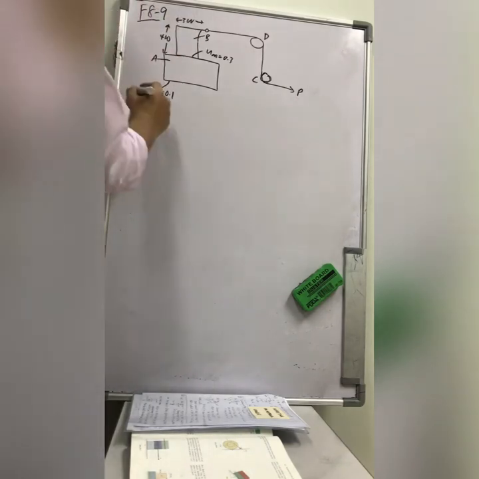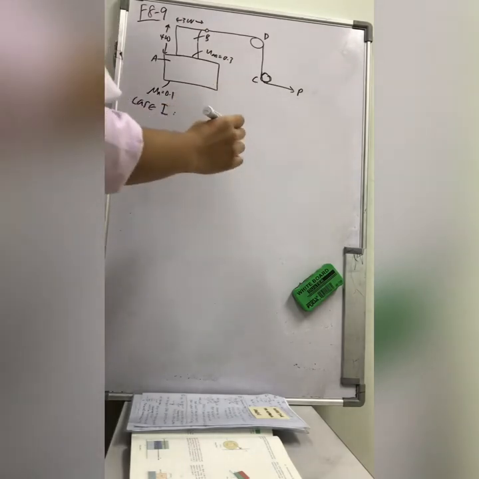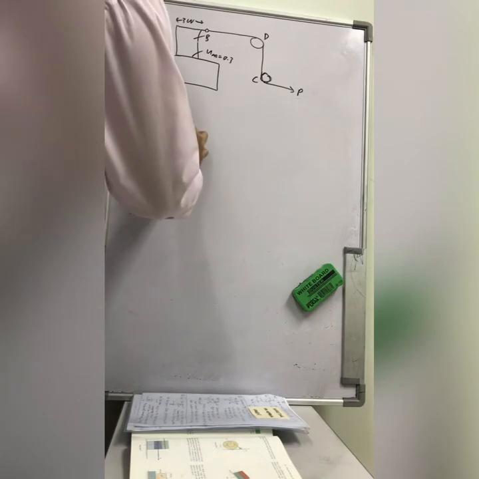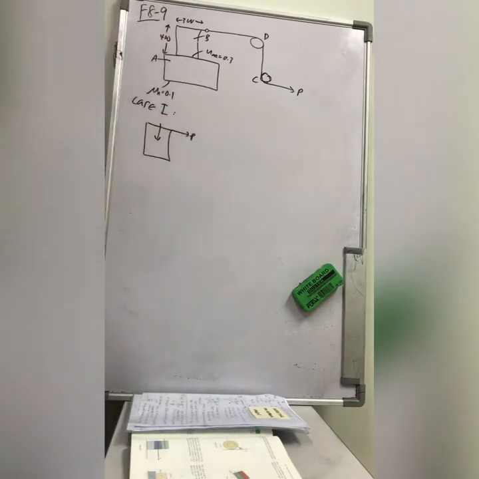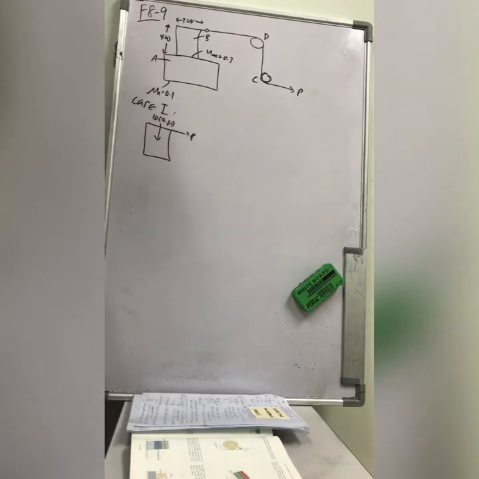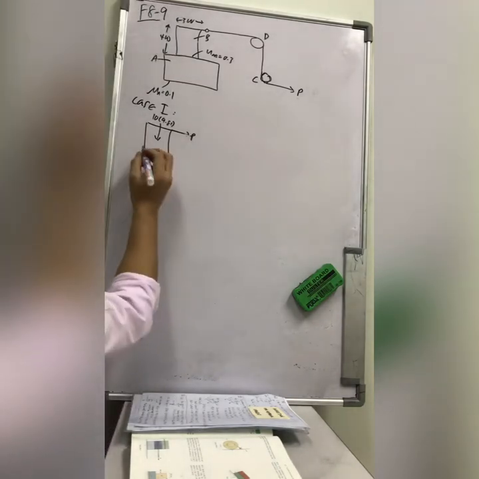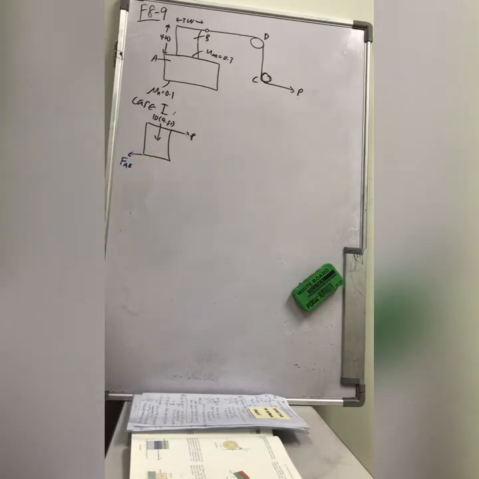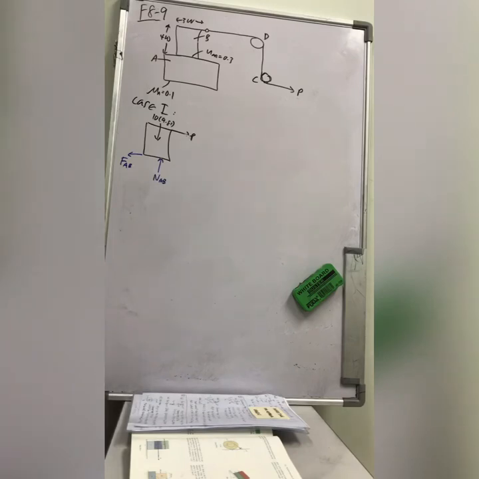So let's look at the first case. What is the first case? Case number one is block B slips on block A. If you draw the free body diagram for case 1, you have B at the top. What else do you have? You have the weight of block B, which is, given the mass of block B as 10 kilograms, 10 times 9.8. You have the friction force between A and B, FAB, and the normal force between A and B, NAB. You have these three. This is again the case of block B slipping on block A.